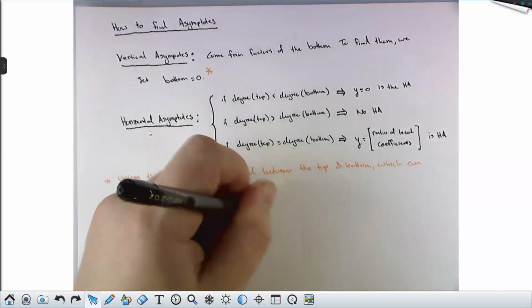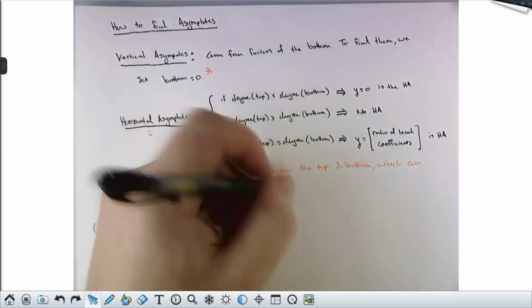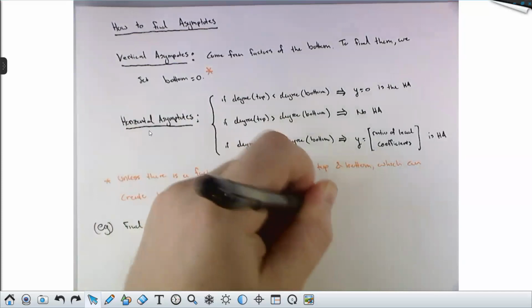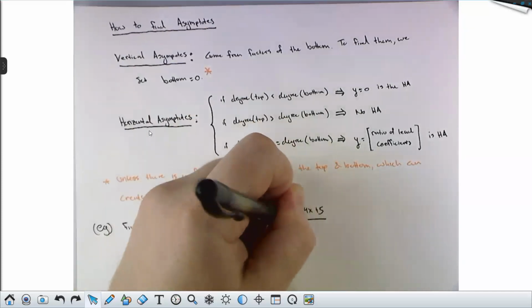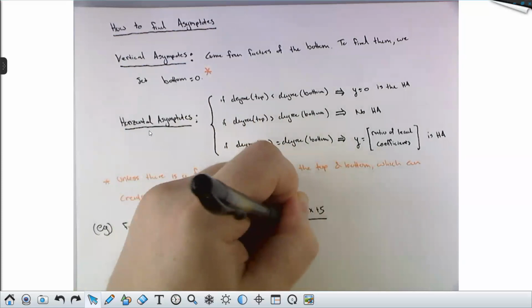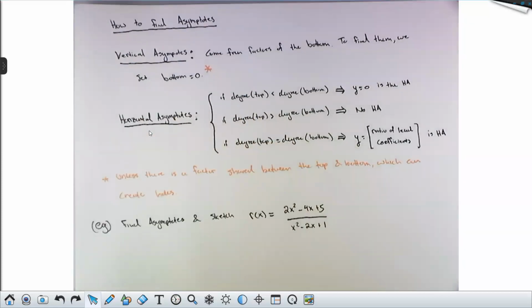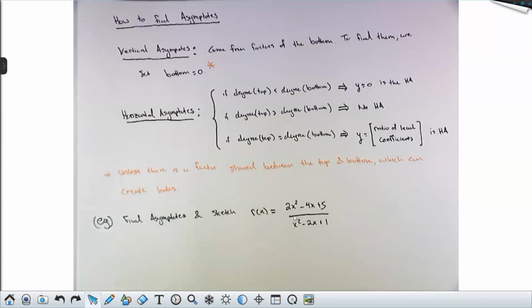Let's find the asymptotes and sketch the function r of x equals 2x squared minus 4x plus 5 divided by x squared minus 2x plus 1. This is a ratio of polynomials. It's a fraction, and both the top and the bottom are polynomials. Let's start with the vertical asymptotes. How would I find vertical asymptotes?